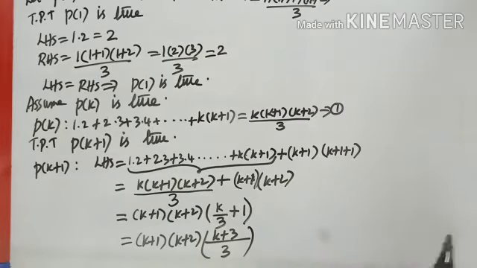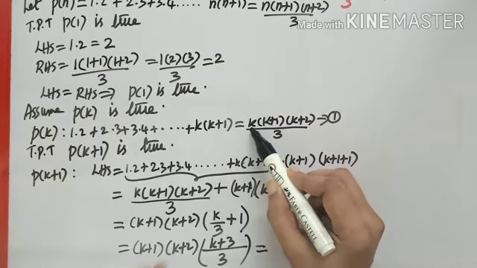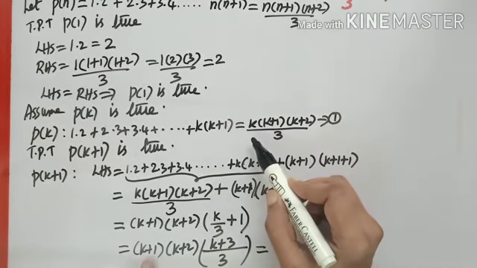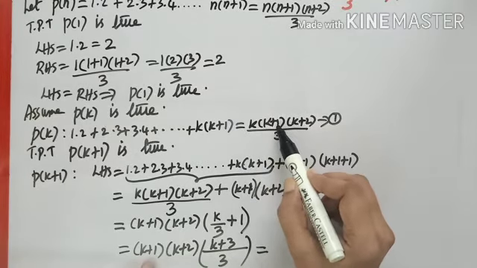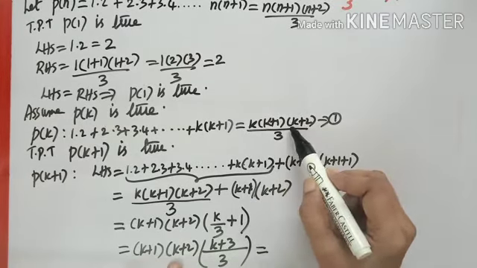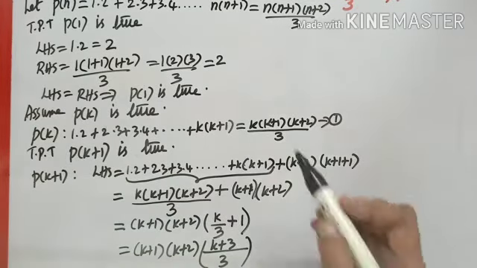Now I will check whether it is the RHS. What do you mean by the RHS? Check here. Wherever k is coming, I must put k plus 1. So k is k plus 1. k plus 1 plus 1 will be k plus 2. k plus 1 plus 2 will be k plus 3 by 3. So exactly it is suitable.